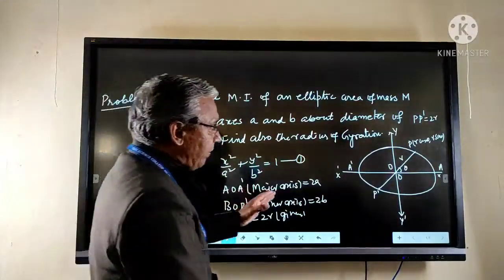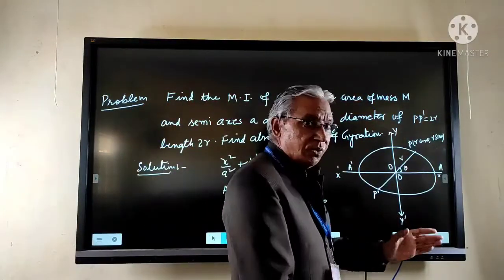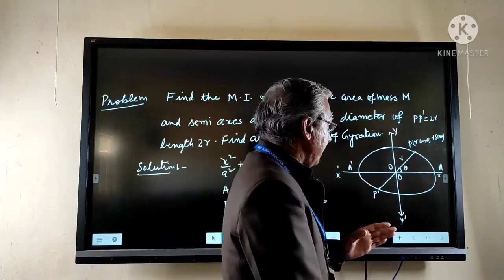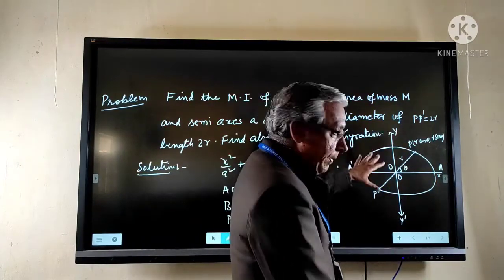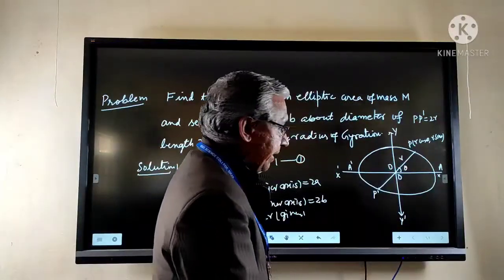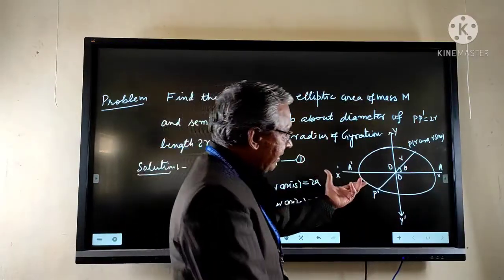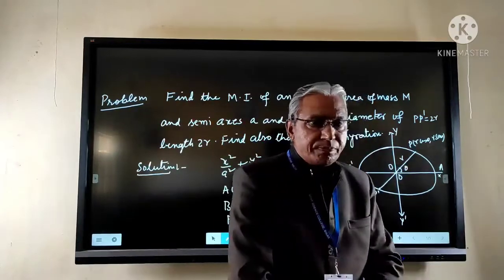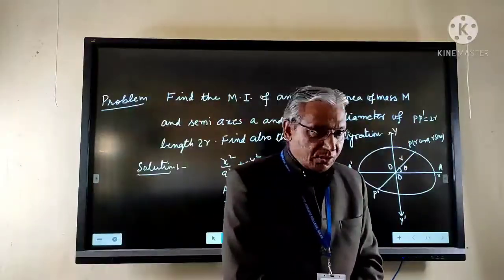Now we have to first of all find out the moment of inertia of this elliptical area about the diameter POP dash which makes an angle theta with the x-axis OX.